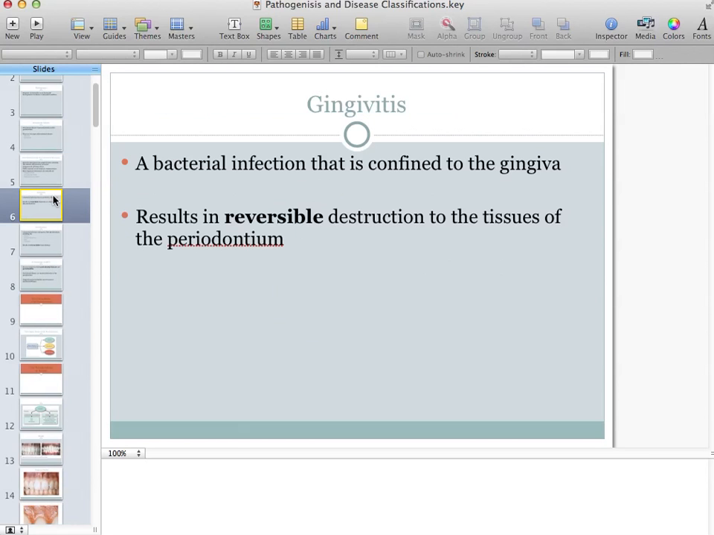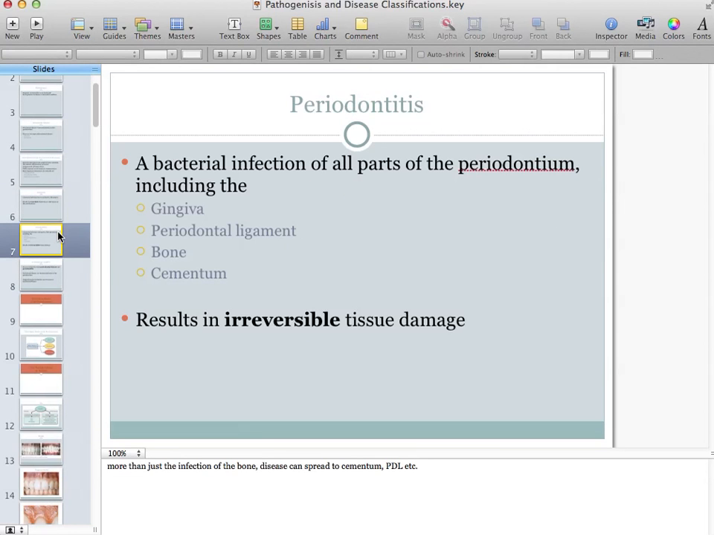Gingivitis. Gingivitis is a bacterial infection that is confined in the gingiva. It's not in the bone. Gingivitis is reversible destruction of the tissues of the periodontium. Okay? Now, periodontitis is a bacterial infection of all parts of the periodontium, not just the gingiva. So, this includes the gingiva, PDL, bone, and cementum. Periodontitis is not reversible. It's irreversible in tissue damage. Once it's damaged, it's damaged forever.